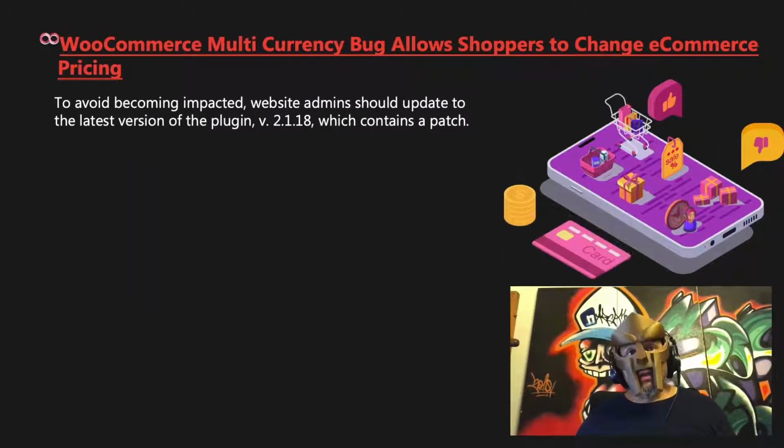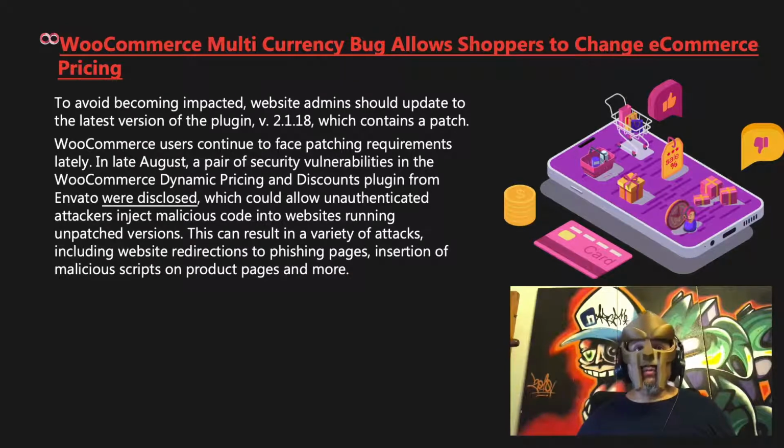To avoid becoming impacted, website admins should update to the latest version of the plugin, version 2.1.18, which contains a patch. WooCommerce users continue to face patching requirements lately. In late August, a pair of security vulnerabilities in the WooCommerce dynamic pricing and discounts plugin, also from Envato, were disclosed, which could allow unauthenticated attackers to inject malicious code into websites running unpatched versions.